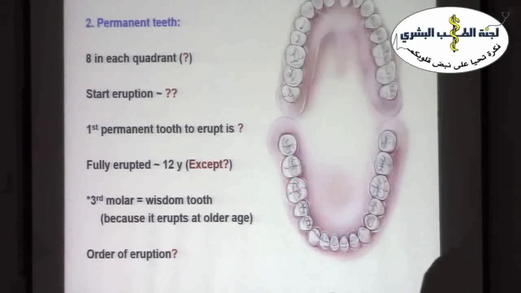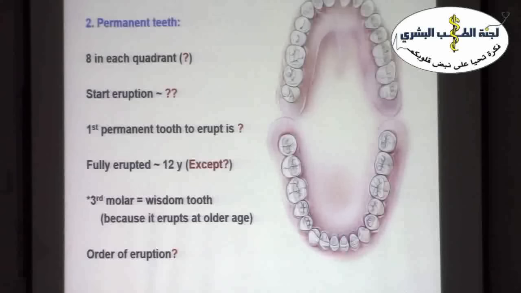Because there is no preceding deciduous tooth. If you look at the deciduous teeth, this one had a preceding central incisor. This one has a preceding lateral incisor. This one has a preceding canine. This one has a preceding first molar. And this one has a preceding second molar. So all these teeth have to wait until the root of the deciduous teeth resorbs and falls down, then they erupt. However, the first molar does not have any preceding deciduous tooth.